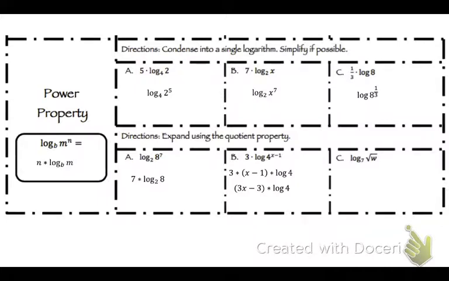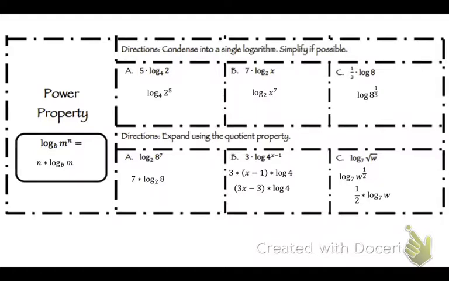And then for C, if you ever have a square root, that is the same thing as a 1/2 power. So square root and 1/2 power are the same thing. Move it to the front, so we have 1/2 times the log base 7 of W. Cool?